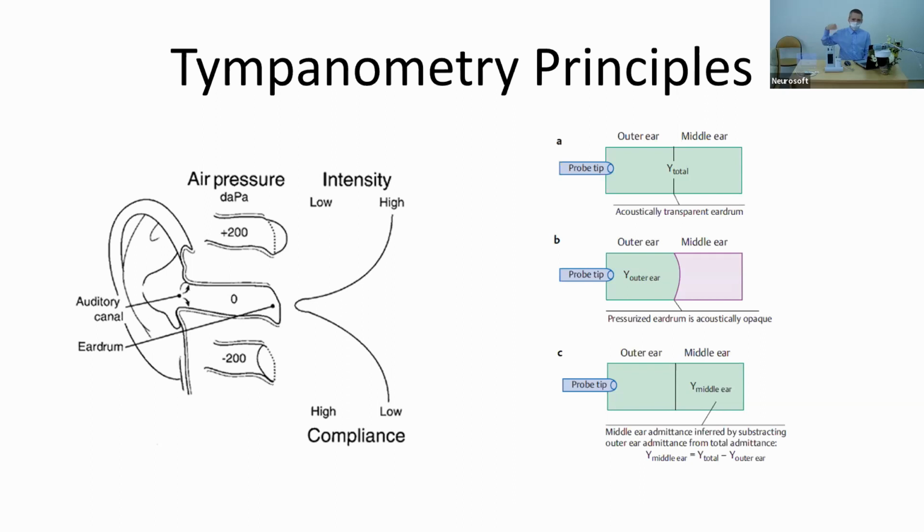It does not transduce the sound to the middle ear. And so in this condition, we measure the outer ear admittance. And then when the air pressure changes in the ear canal, the tympanic membrane or eardrum becomes acoustically transparent. And so we measure the total admittance. And since for this test we need to measure the middle ear admittance, we just subtract from the total admittance the outer ear admittance, and we get the middle ear admittance.